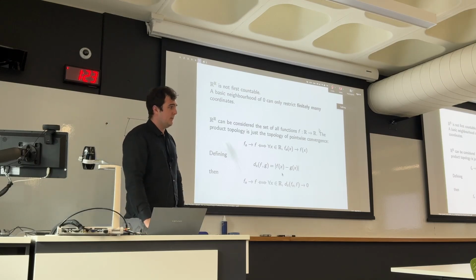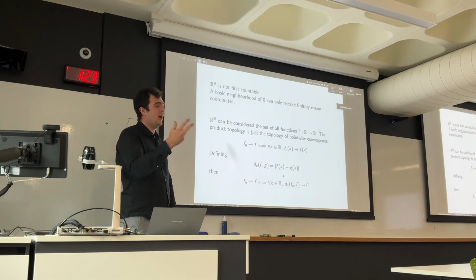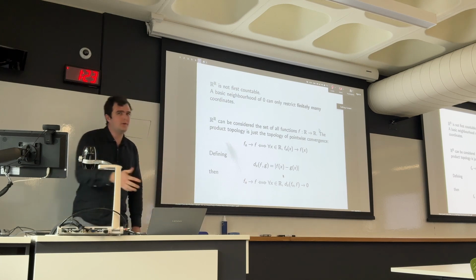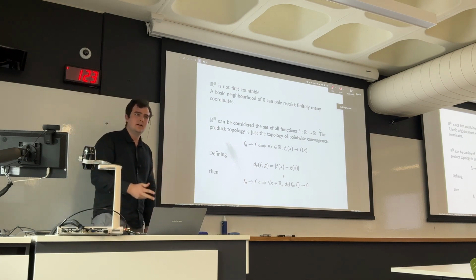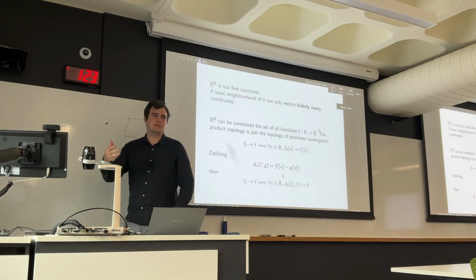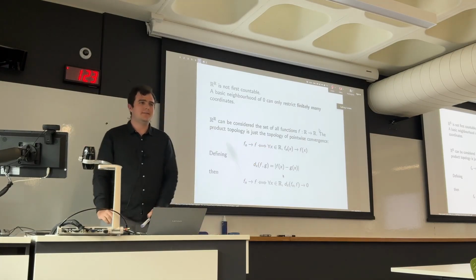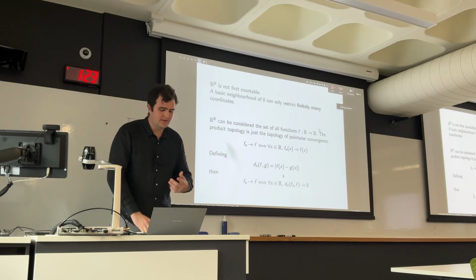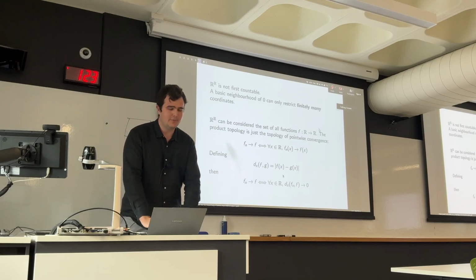So d_x of f and f is definitely equal to 0. Triangle inequality definitely holds, definitely symmetric. But if the distance is equal to 0, you can only guarantee that f of x is equal to g of x, and they can be arbitrarily different outside of that. So it's not a full metric. So you have this uncountable collection of pseudometrics.